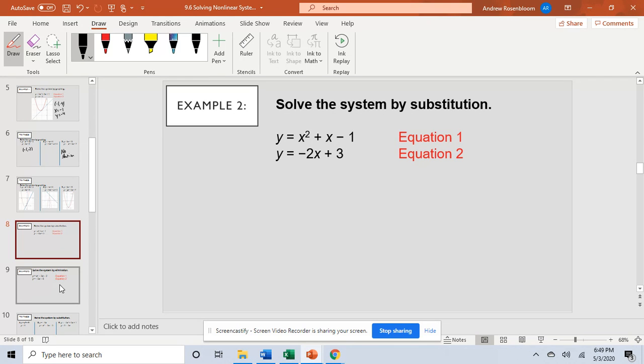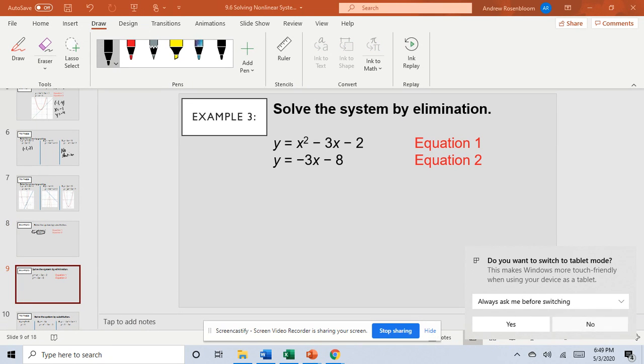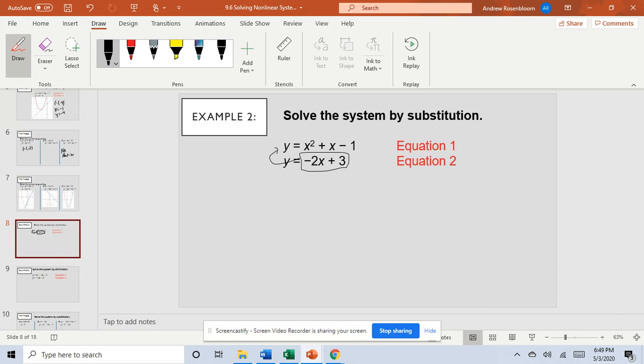Now, we have another way that we could solve these, and this is by substitution. So if you remember back to substitution, we had systems. What we're doing is we're substituting what this y is in over here. So when we substitute that in, what we're going to end up getting is -2x plus 3 is equal to x squared plus x minus 1.